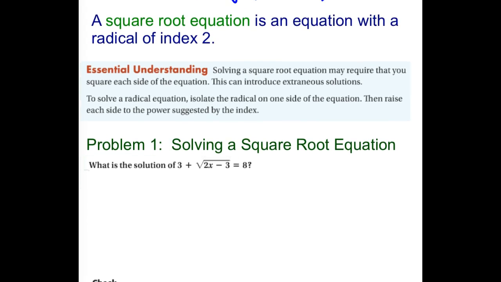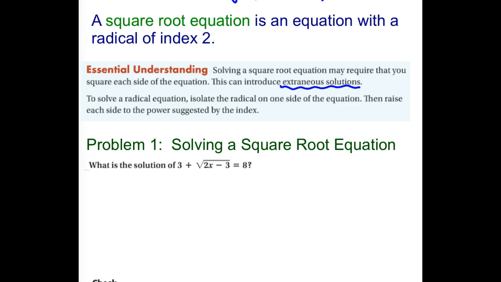Solving a square root equation may require that you square each side. If you're trying to get rid of a square root symbol, we can get rid of it by squaring both sides. However, this introduces extraneous solutions. Have you heard that term before? Those are the solutions that are extra, right? They don't actually work. To solve a radical equation, we have to isolate the radical on one side and then raise each side to a power based on the index.